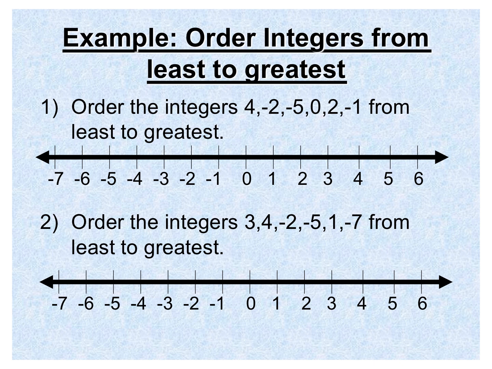So here's some more examples of that. Like before, I'm going to do the first one, and then I'll let you try the second one on your own. So number 1 says order the integers 4, -2, -5, 0, 2, and -1 from least to greatest.